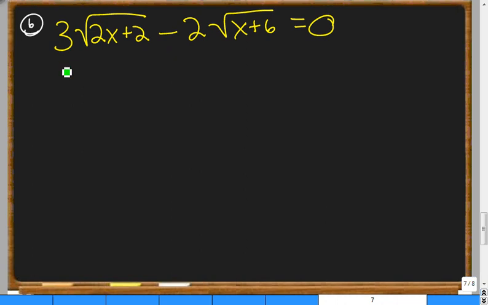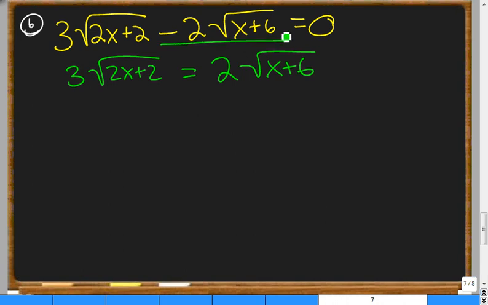So in this case, we have 2 terms over here, 0 over here. Well, squaring 0 is always great, but it's not going to help us in this problem because our left side is going to create more terms. I'm going to move one of these over to the other side to kind of even everything out. So I'm going to end up with 3 times the square root of 2x plus 2 equals 2 times the square root of x plus 6. So I'm just adding this term over to the other side. You could have subtracted the other term. Does not matter. You'd still be able to solve this problem.